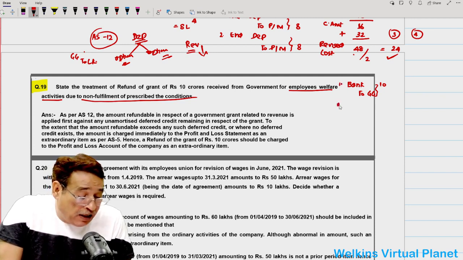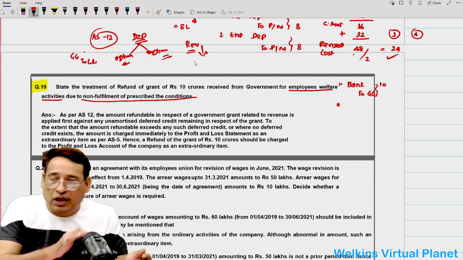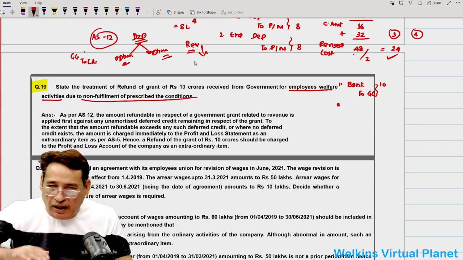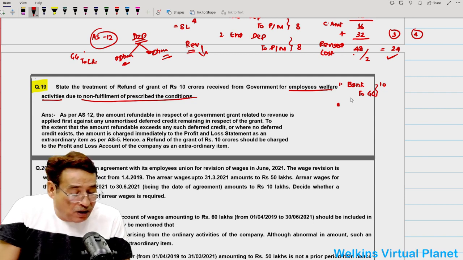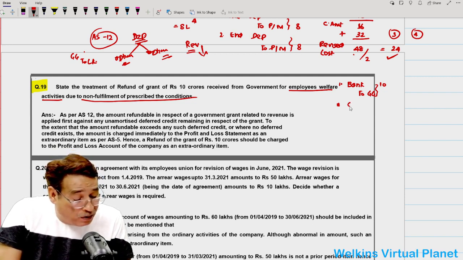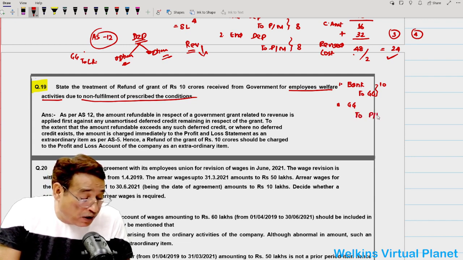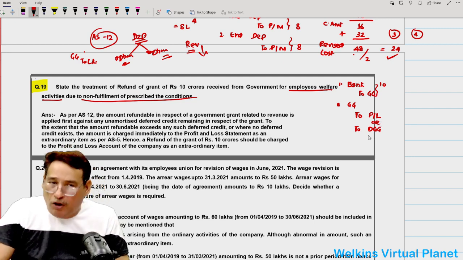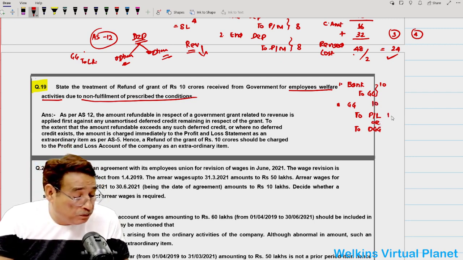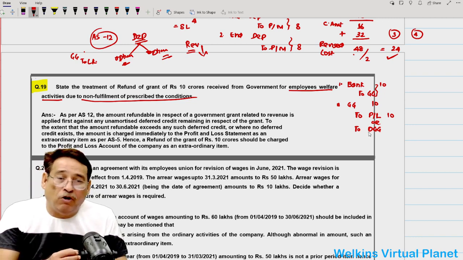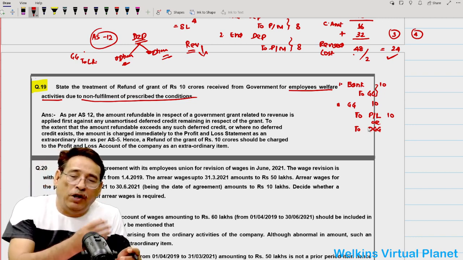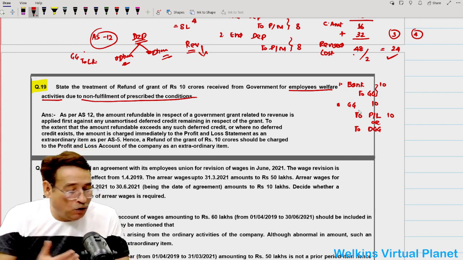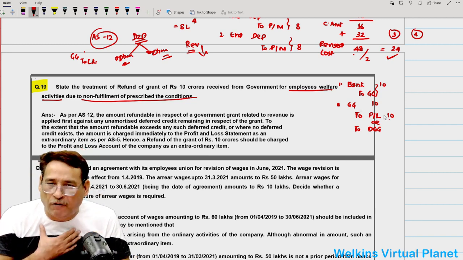And generally, in case of such grant, which are given by government to support, as I told you, some welfare activities, generally such grant is taken to the government grant account. Generally, such grant is taken either to profit and loss account straightway, or we can take it to deferred government grant account also. Correct? And once we have taken it to deferred government grant, then slowly and gradually every year we are going to take some portion of the amount to the profit and loss account, or we can straightway take it to profit and loss account. It is our discretion.